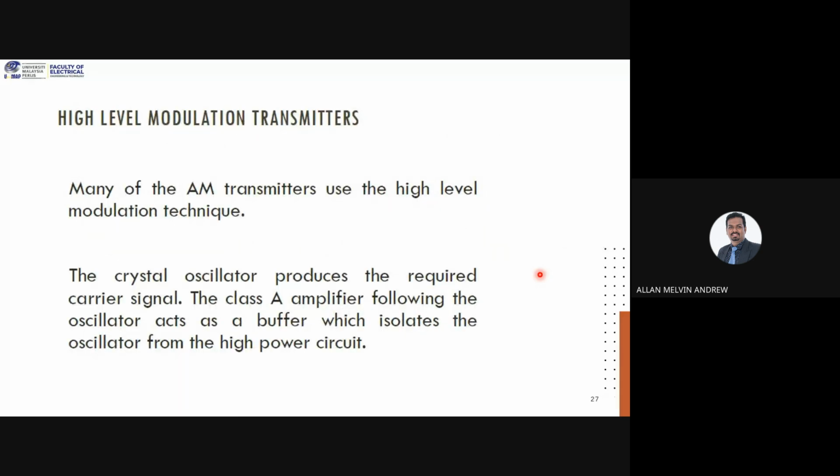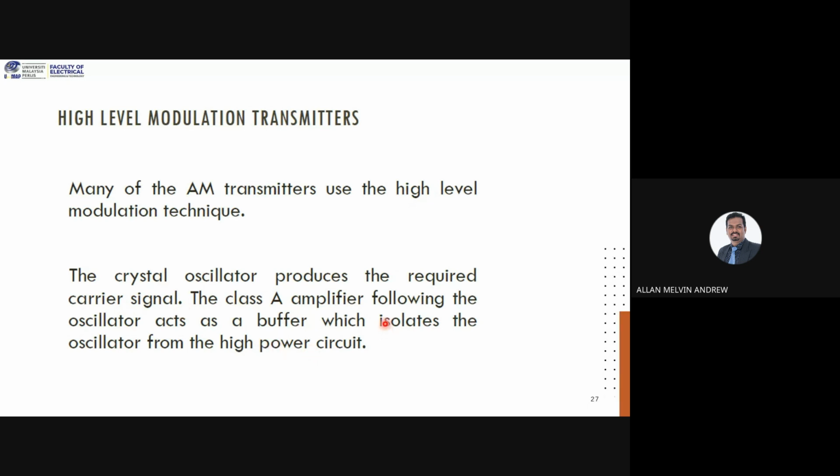Okay, so high level modulation transmitters. So many of the AM transmitters use the high level modulation technique. Okay, so mostly we are using high level. So very seldom we use low level because we cannot achieve a lot of application. Okay, so the crystal oscillator produces the required carrier signal. So all this I have explained.